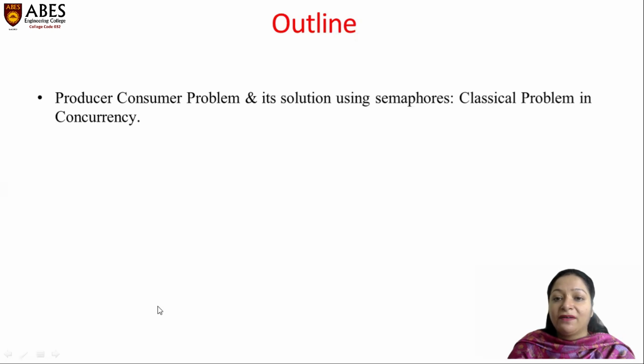We already have a detailed discussion on semaphores. What are semaphores? They are basically a software-based solution to the critical section problem. So once again, we will be using the concept of semaphores to understand how we can provide synchronization among the two processes, that is producer and consumer.